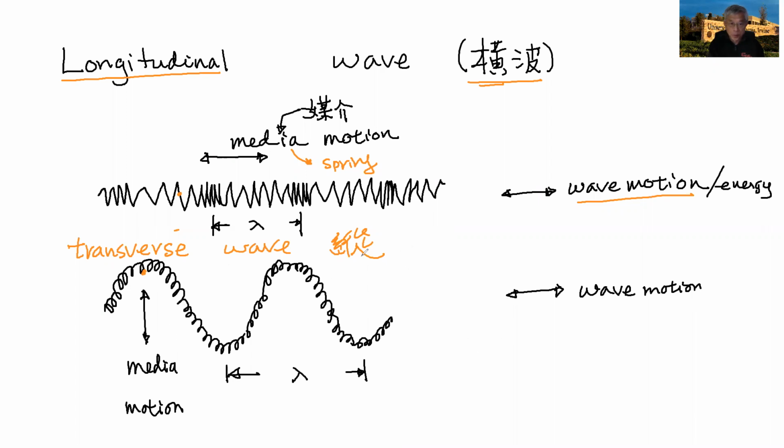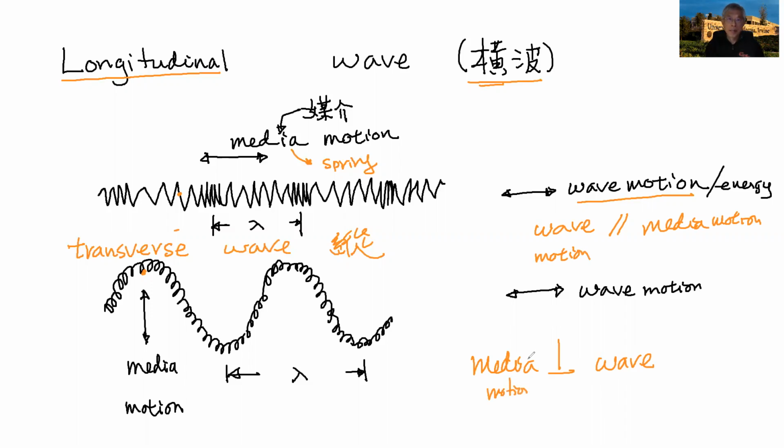In a transverse wave, the media motion is 90 degrees to the wave motion. But in the longitudinal case, they are parallel. The wave motion is parallel to the media motion. I'm talking about motion here, I was just lazy and didn't write it. All of these are motion. So that's the basic introduction of two types of wave: longitudinal wave and transverse wave.